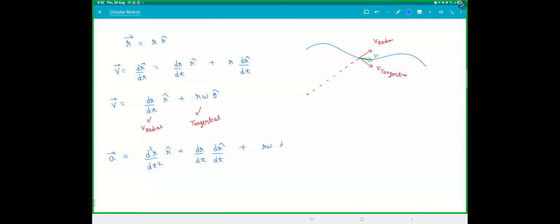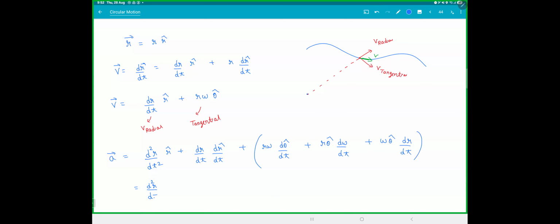So r omega d theta cap by dt, then r theta cap d omega by dt, then omega theta cap dr by dt. So that's how you differentiate three terms. Basically this is the differential of the other one. Three terms, product rule. Now look at each term here again.